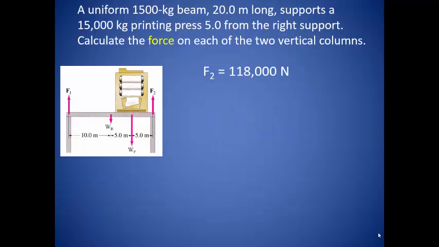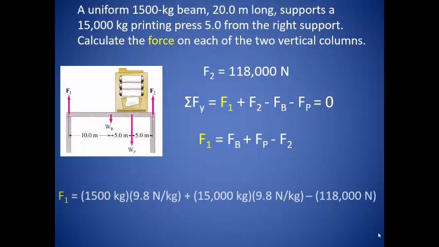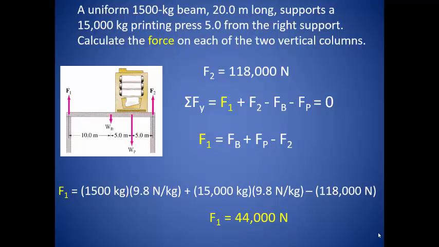Now you might be tempted to say that the force acting on the first support is also 118,000 newtons, but this would be incorrect. We are looking at the sum of all of the forces acting in the vertical direction. So we have to take both of our supports acting in the positive direction and add the forces of the beam and the printer acting in the negative direction. Rearrange for the force of support 1 and plug in all of our forces to find the force acting on the first support to be 44,000 newtons.